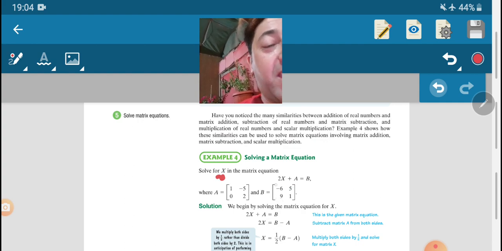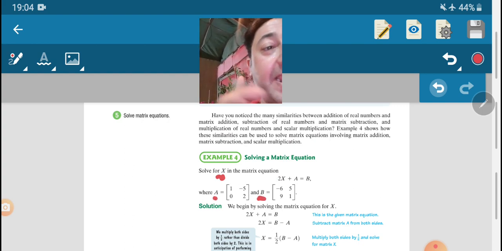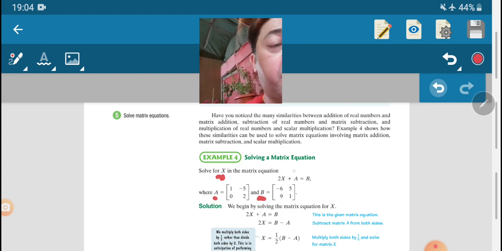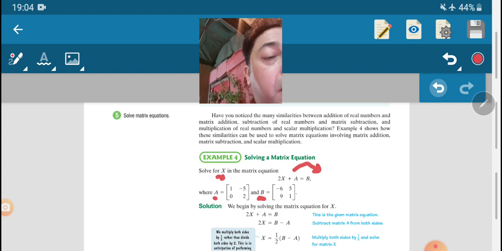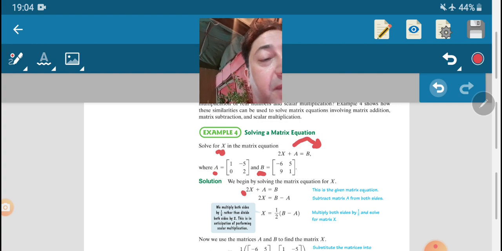How to determine x? We want a matrix that we multiply by 2 and add to the matrix A to become the matrix B. We can do the same thing we already learned in grade 7 about solving an equation. The first step is to subtract A from both sides, so let's find B minus A, and then divide the resultant matrix by 2, or multiply by half.